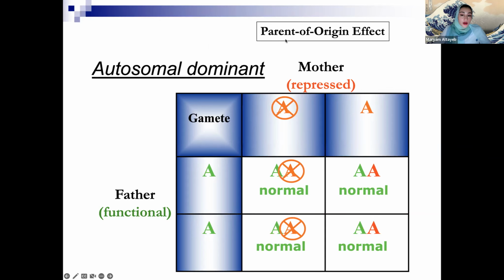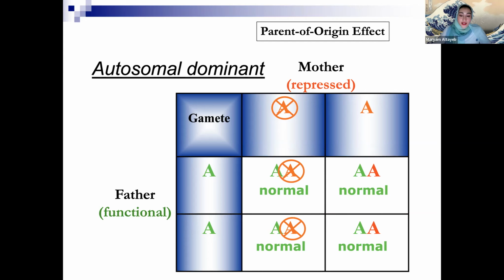This is what we call the parent of origin effect. It makes a difference who you get the specific mutation from. For example, here, if you receive a mutation in something that is repressed in the mother, that means even if you receive this mutation, the dominant gene is still going to be the normal one from the other parent. So that's why it's important. You'll see some diseases and some pedigrees. That's what they're called. I remembered.